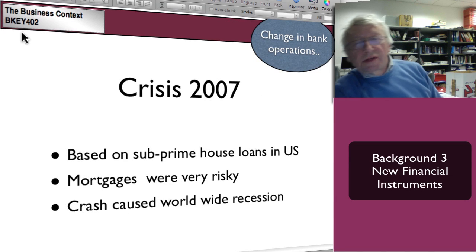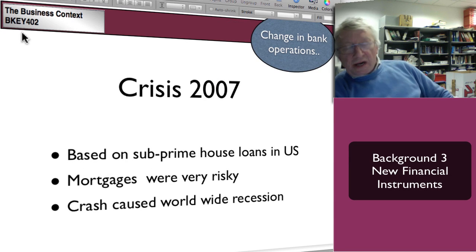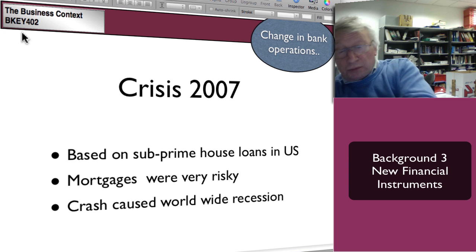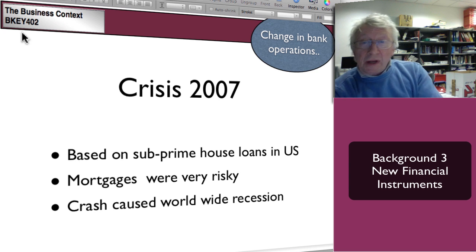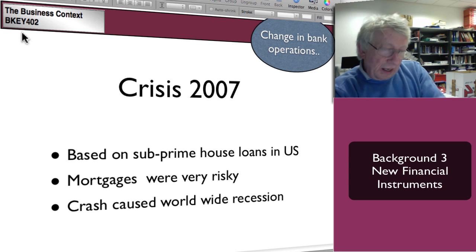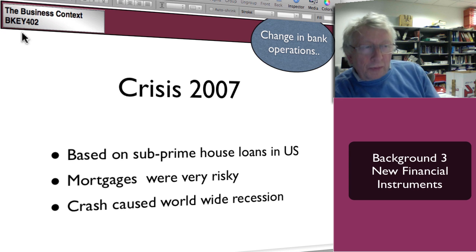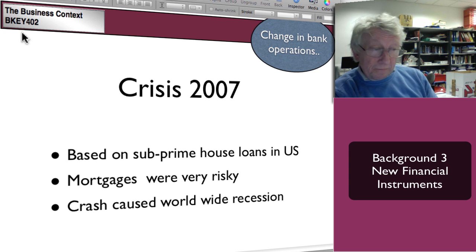So the crisis in 2007. Now, probably as everybody knows, the crisis in 2007 was basically brought about because of problems with some subprime house loans in the United States. Now, subprime house loans are an interesting thing in themselves. Basically, subprime mortgages are mortgages given to people who probably have great difficulty in making the repayments. So these mortgages are very risky.